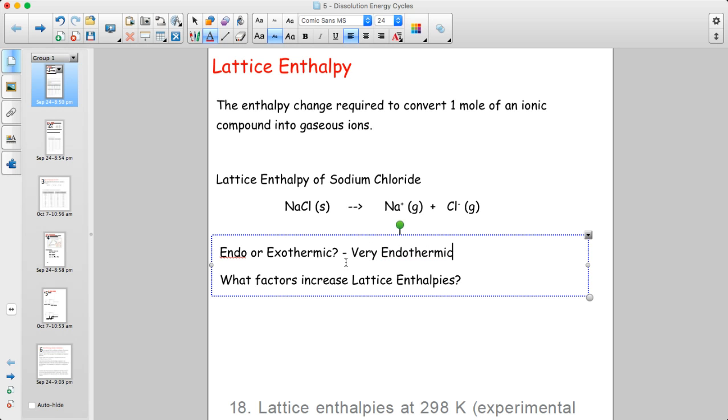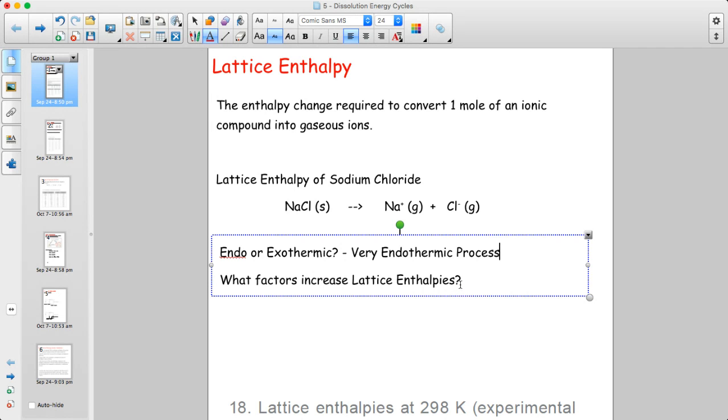Okay, so you're separating ions. Anytime that we separate attractions, that's going to require an energy input. And so this is a very endothermic process. So remember that separating attractions is endo. When attractions come together, that's exo.